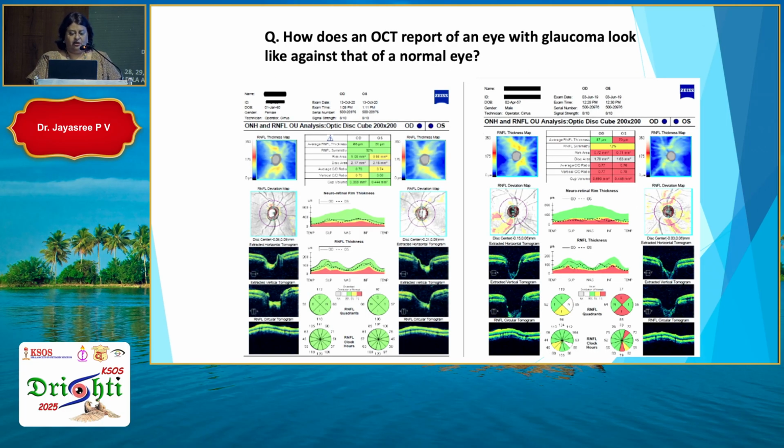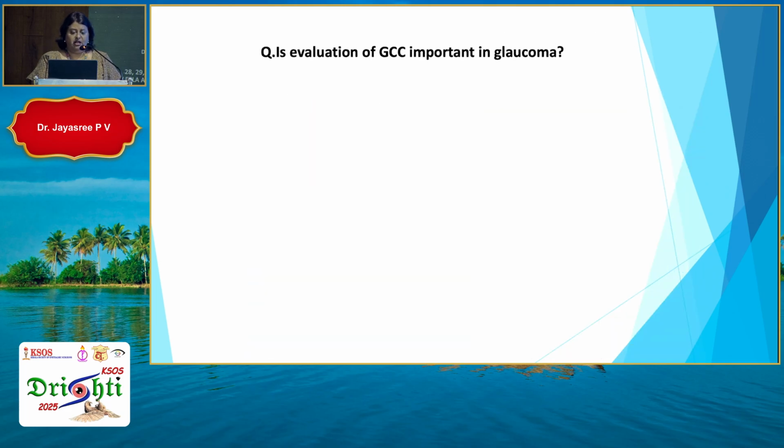So this is how a normal and a glaucomatous OCT looks like. This is glaucomatous, where you have cooler colors, where the key parameters you can see are in red, and you can see the RNFL deviation map showing red colors there. The NRR thickness has come down, RNFL thickness has come down, and the pie diagrams are also affected. So these many changes you can see in a glaucomatous OCT. So many changes have to be looked for.